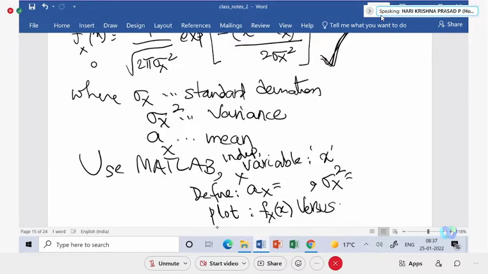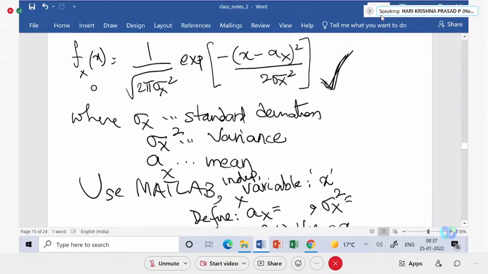If you are good at C programming also, you can plot, right? Only thing is you have to use library functions. So use either C plus plus or C, or learn MATLAB, but you plot this function f_X(x) as a function of x. When you plot it, what are the important things you can observe? When x equals a_x, what is the value of this density function? Just substitute x equal to a_x in this expression.